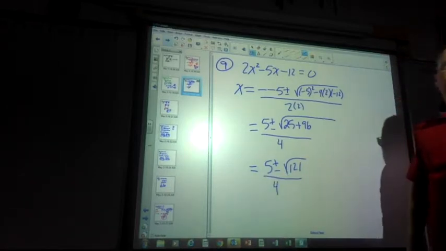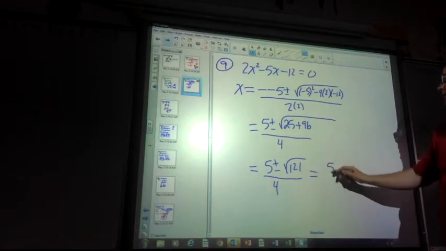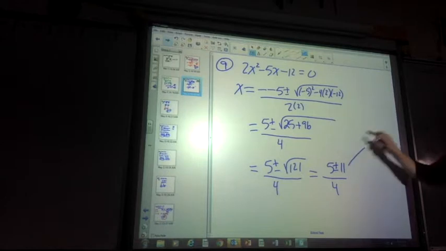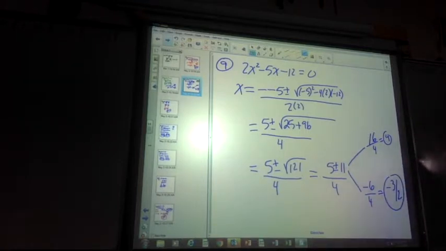Anyone know what the square root of 121 is? It's 11, isn't it? So 5 plus or minus 11 over 4. So I get 5 plus 11 is 16 over 4, which comes out to 4. Then I get 5 minus 11 is negative 6 over 4, which reduces to negative 3 over 2. So this definitely would have factored out, but it worked out nicely. Wow. What do you think? Is that okay?